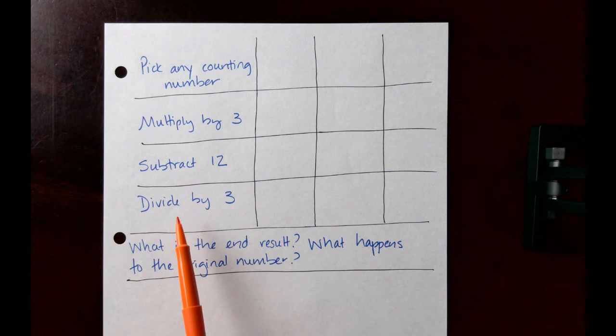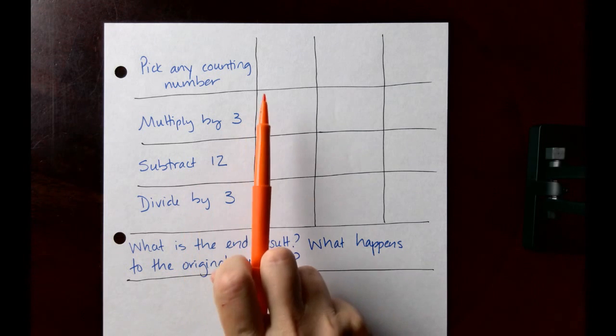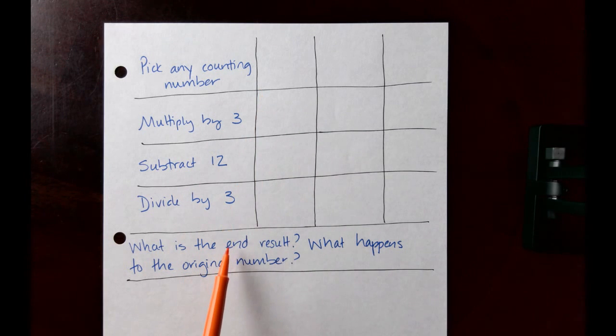and divide by 3, and see if you can find a pattern with what is happening between the beginning, where you picked your number, and the end result. So what happens to the original number each time? And when you do this kind of work, this is called inductive reasoning, where you try a few examples and see if you can come up with a conclusion.